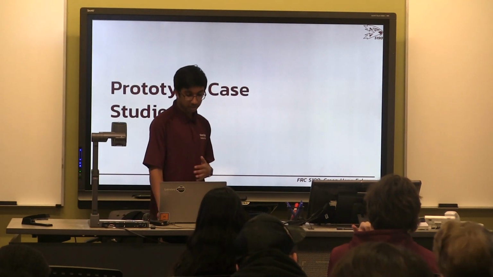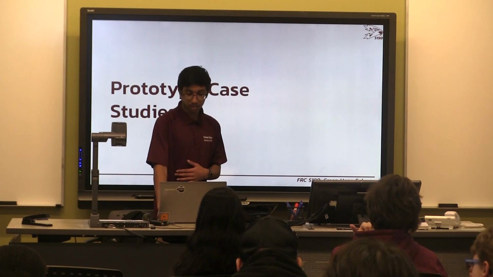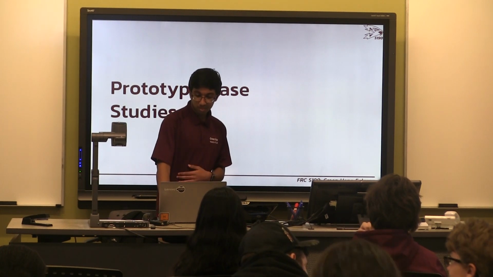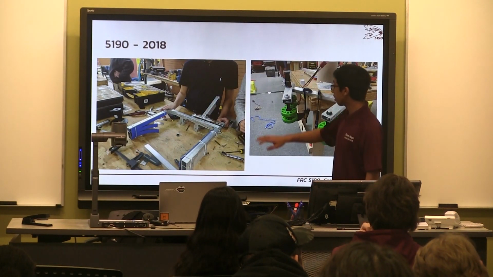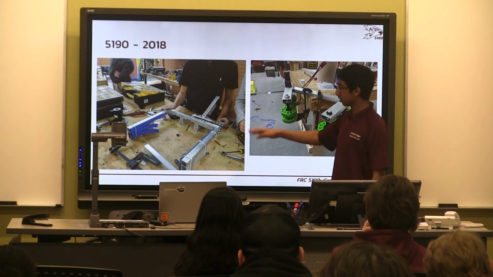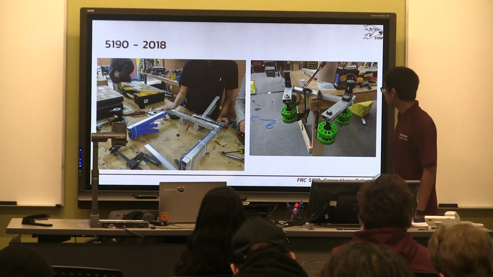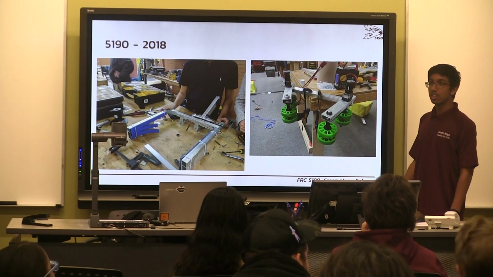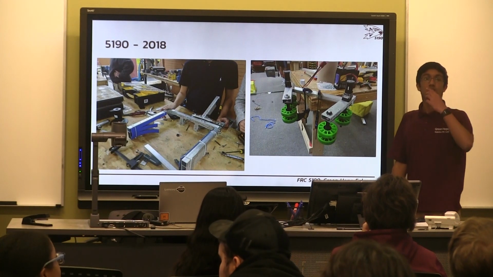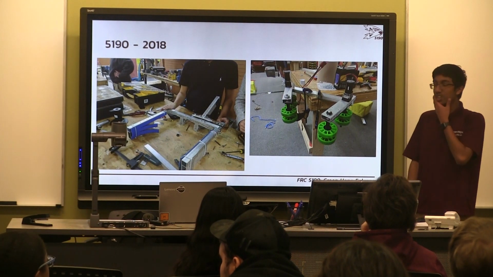We're going to take a look at a couple of case studies of good prototypes and bad prototypes. This is one of our 2018 freshman prototypes that I showed you earlier. Can anyone tell me what's wrong with this prototype? Metal? Yeah, that is the thing here.